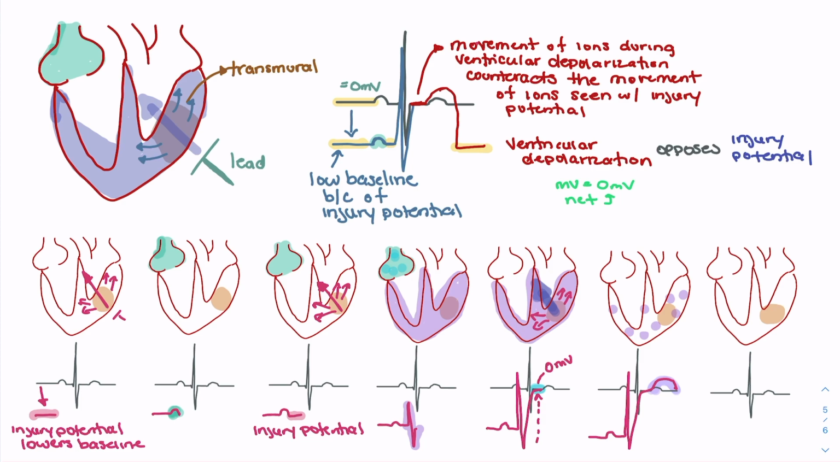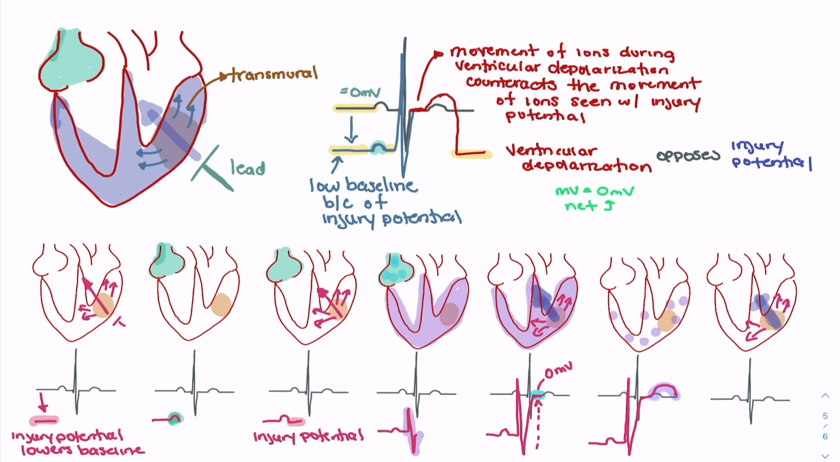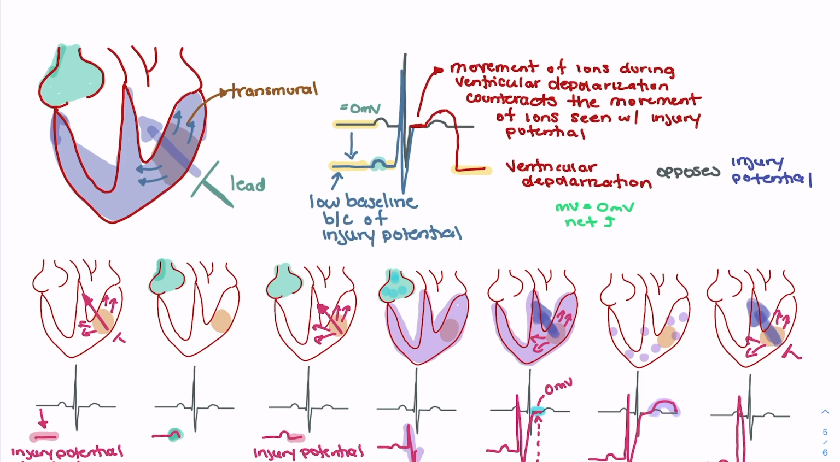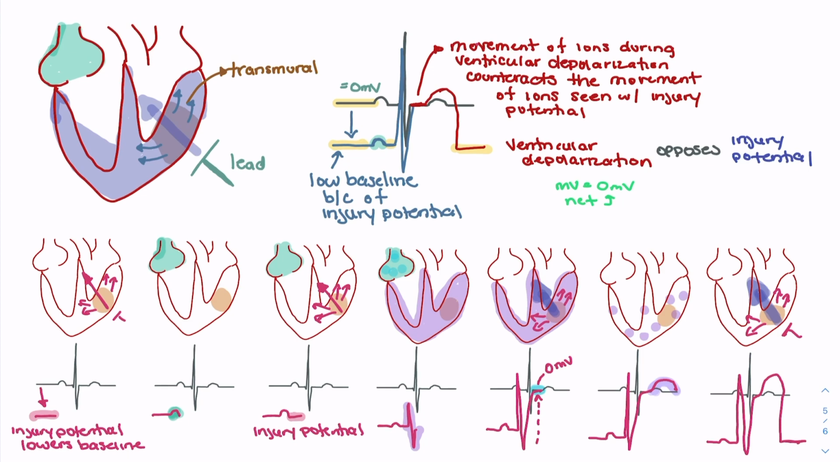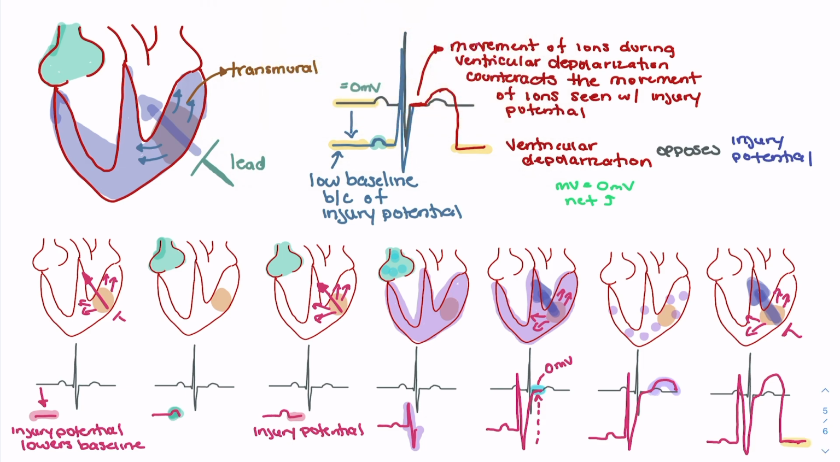So we talked about that a bunch. And now we go back to a heart that is allegedly at rest. Because of the transmural infarct, and because the ventricular depolarization is no longer counteracting or opposing the injury potential, we can go back to seeing that injury potential, which has a net negative flowing away from our lead. So as a result, our baseline is going to go back down to where we saw it before, to represent the injury potential.